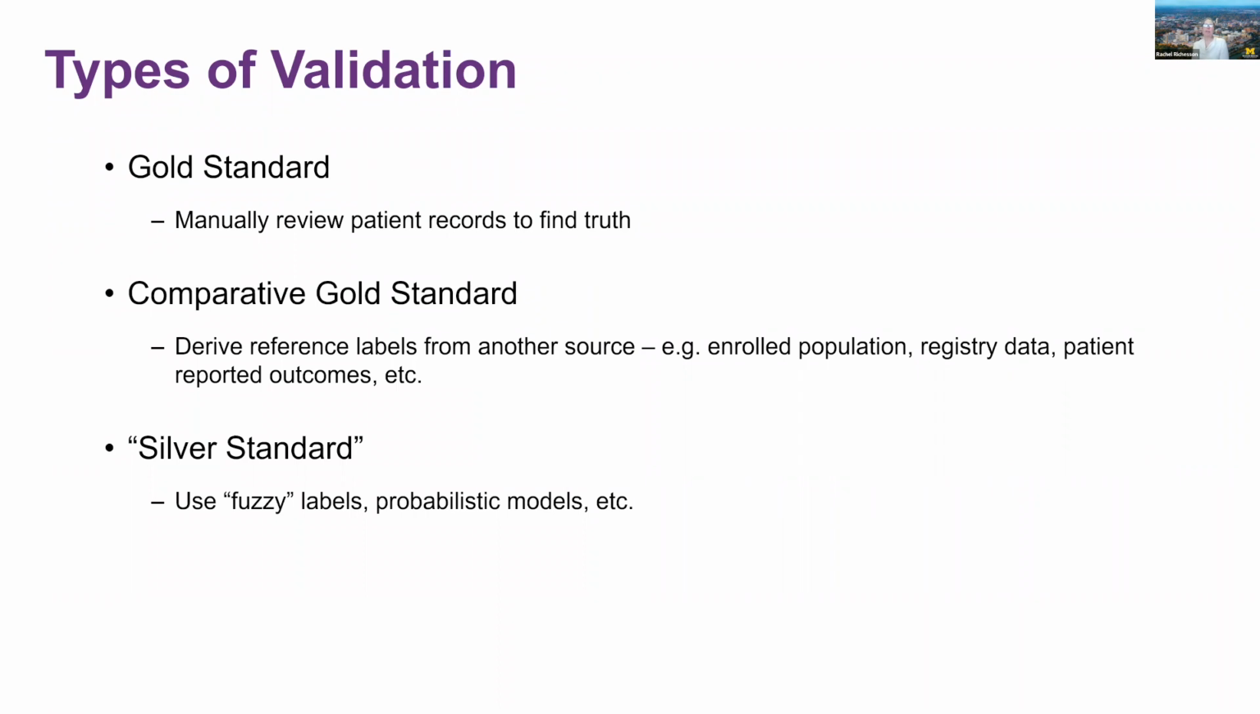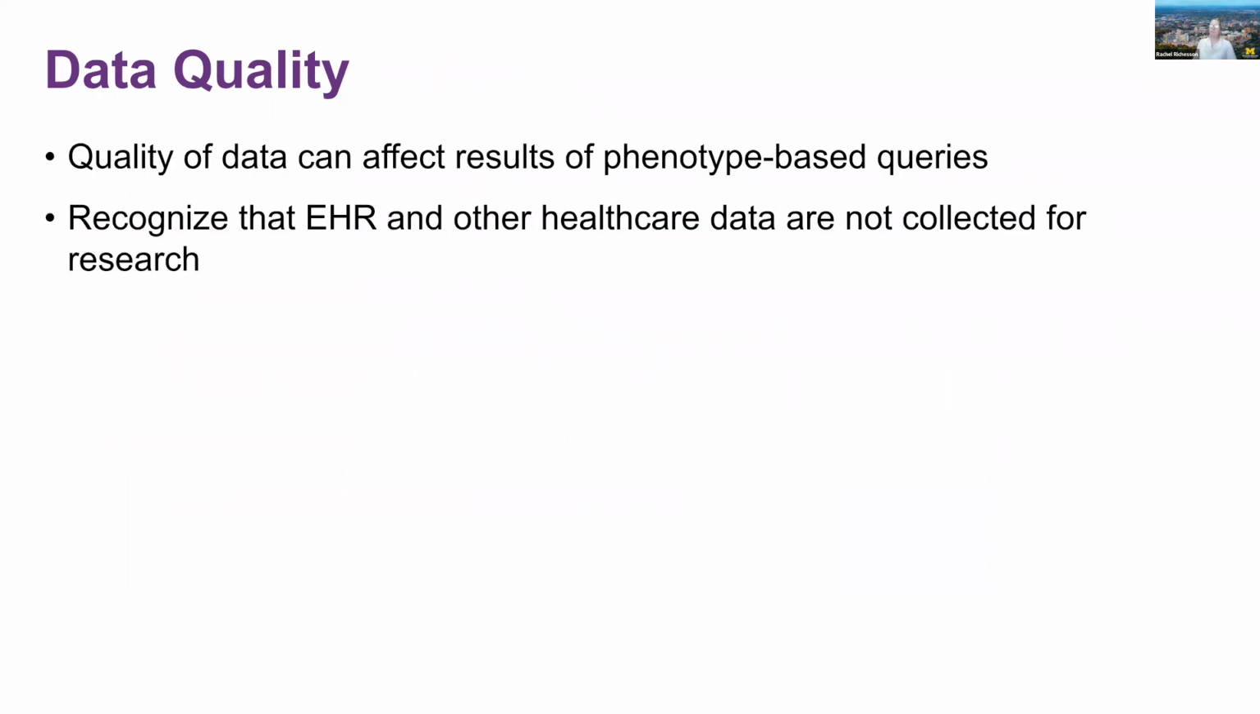And I hinted at the validation. So you always want to validate against some standard, and ideally the gold standard really is this manual review of patient records. That's expensive, time consuming, and difficult to do in many cases. So there are alternatives: a comparative gold standard, where you can look at another data source and compare and assume what's truth from that, as well as silver standards, this idea of using other computational methods to estimate or predict that. So there's a range of options to consider.